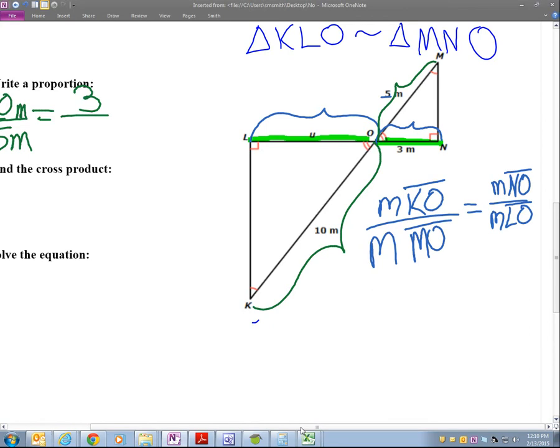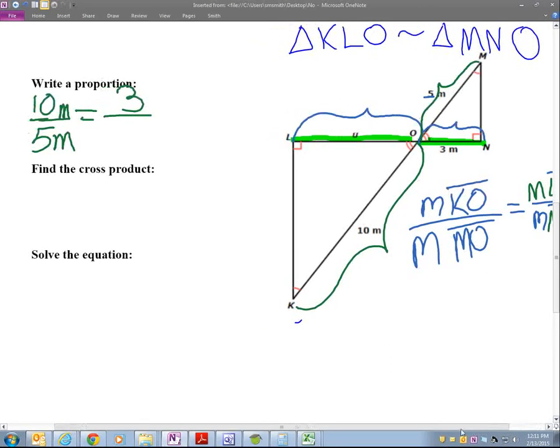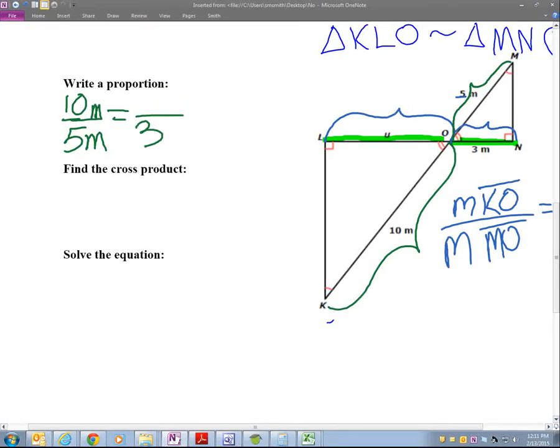I want to switch these around, because what I did is I had the large triangle in the numerator here, and then I accidentally put the small triangle in the numerator here, and that's not going to work. We wouldn't get the right one. So I'm going to move this down. Then we have the measurement of LO, which is going to be on top, that I just switched, and that's just going to be U meters and 3 meters.